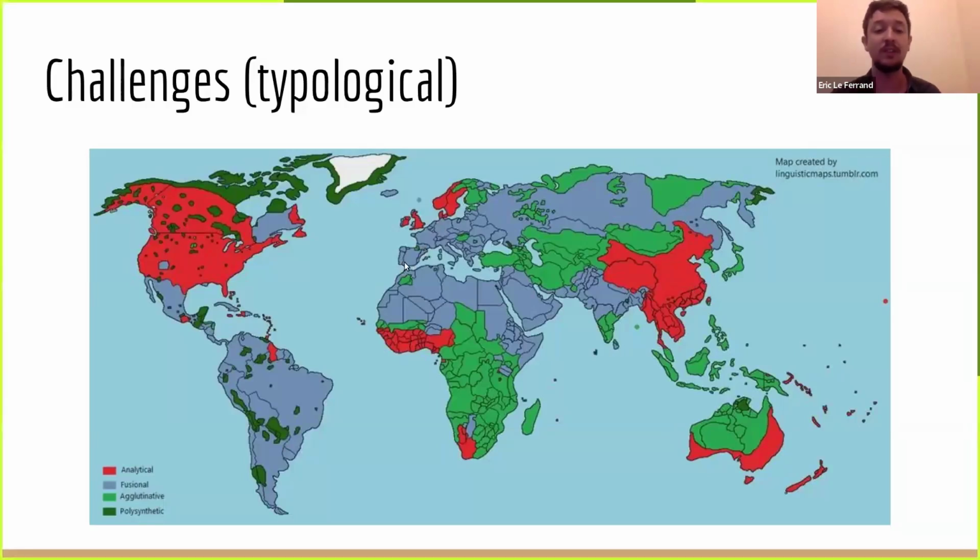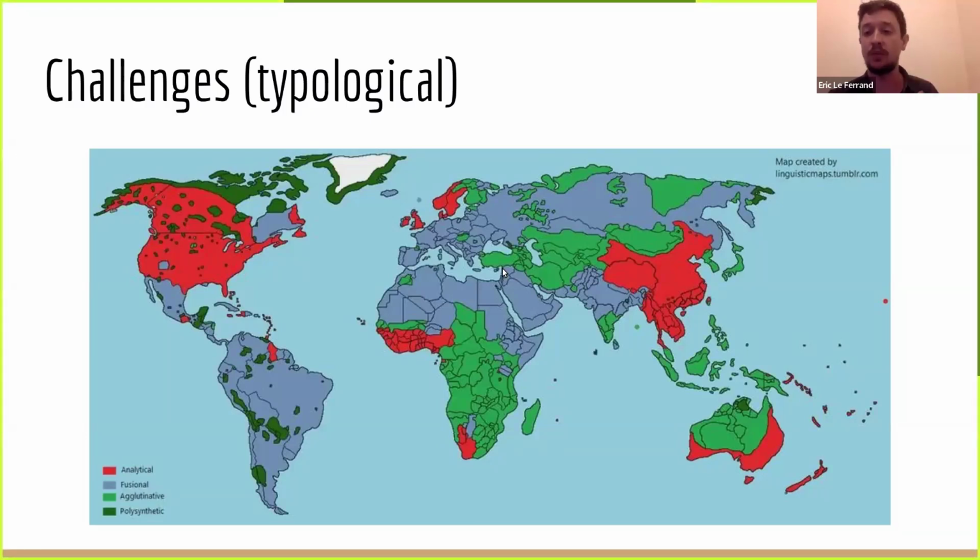Flexional languages like French, Spanish, Italian, where the form of the word will change to change the grammatical information in the sentence. For example, mangio in Italian, I'm eating, or mangiavo, I was eating, so the form changes. Agglutinative languages like Turkish, where little morphemes are put at the end of the word to change the grammatical function of the words.